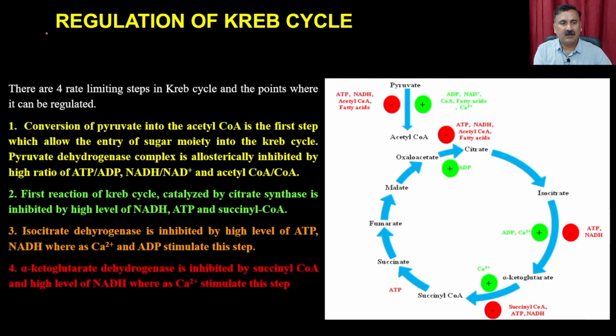The Krebs cycle, and the enzymes and intermediates produced in it, are very, very important because they communicate with different types of metabolic reactions. For example, in the conversion of pyruvate into acetyl-CoA, this step is the entry of sugar moieties into the Krebs cycle.